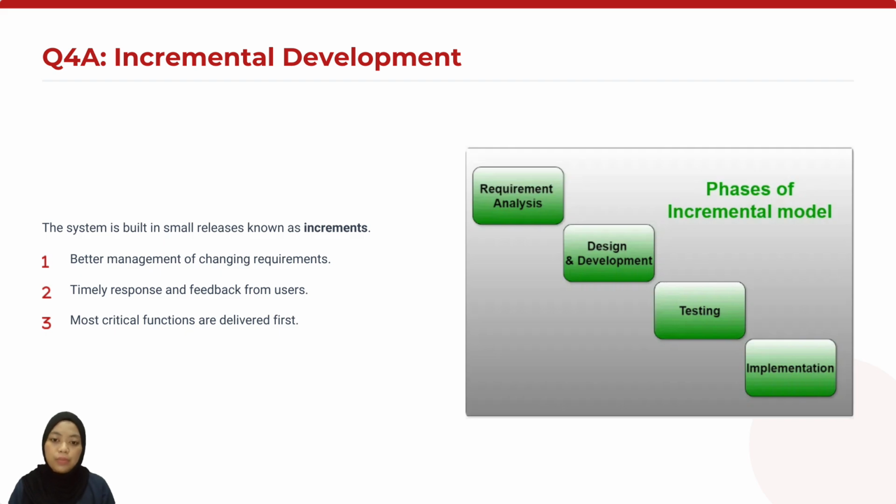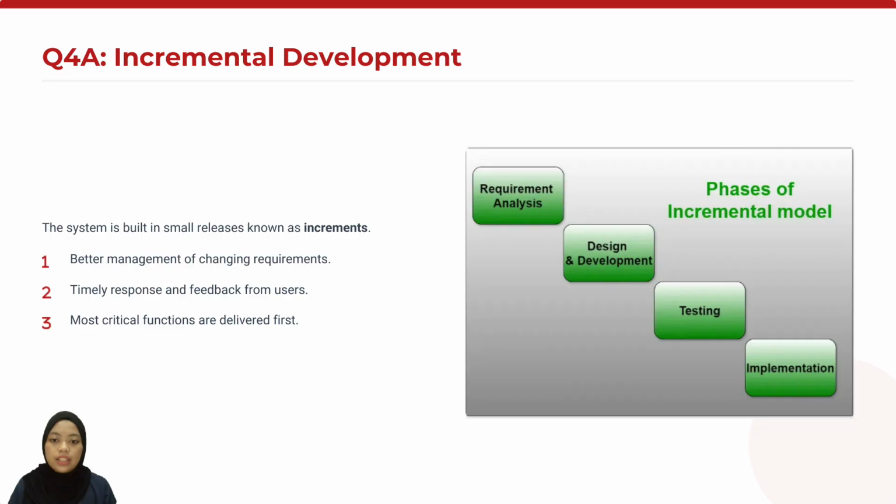The incremental development model allows the system to be built and delivered in small functional parts called increments. Each increment provides a working version of the system with added features. This is suitable for Bus Asia because the users can start using core features such as ticket booking and route search early, while additional features like cargo services and GPS tracking can be added in later increments.